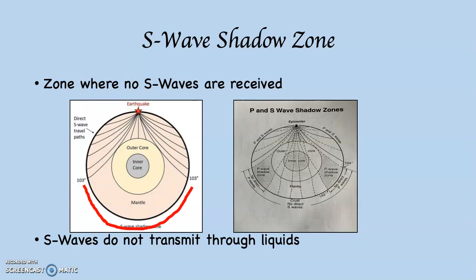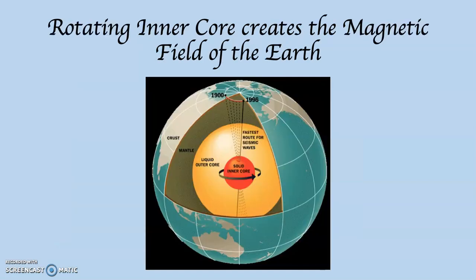You can see with that red line I just drew, that's the S wave shadow zone, and it's consistent no matter where the earthquake is. You just spin it around to the other side of the planet, and there is this shadow zone that happens because the S waves are running into the liquid outer core. Because the inner core is solid and the outer core is liquid, the inner core sort of rotates rapidly inside of that outer core. And because of that, we get the creation of our magnetic field.